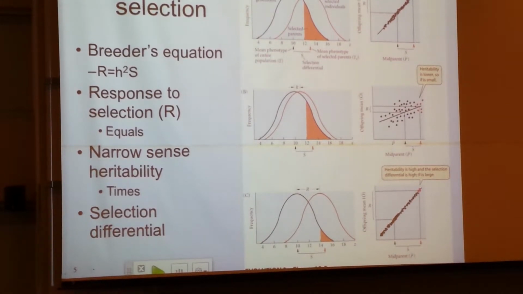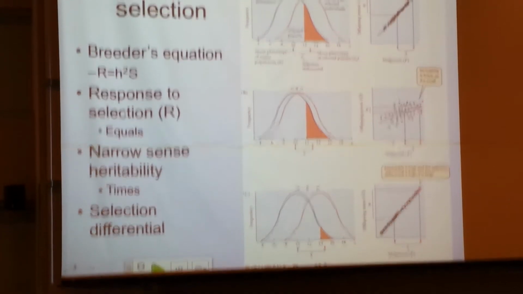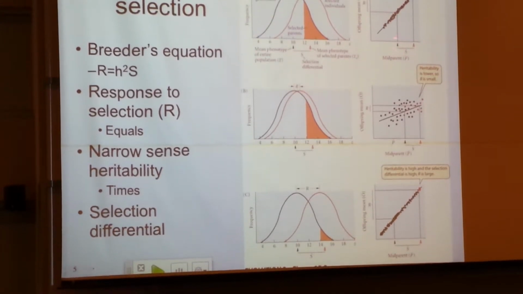So if there were no selection at all, then this mean would produce this mean here. So these are the two means of the population. Offspring mean without any selection. Parent mean. So if you only allow some of them to breed, then you get this shift here.